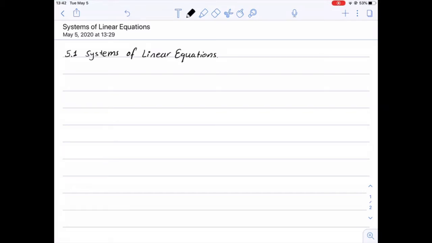In this lecture, we learn how to solve systems of linear equations. What do we mean by systems of linear equations? A system of linear equations means more than one linear equation, and they are solved simultaneously.